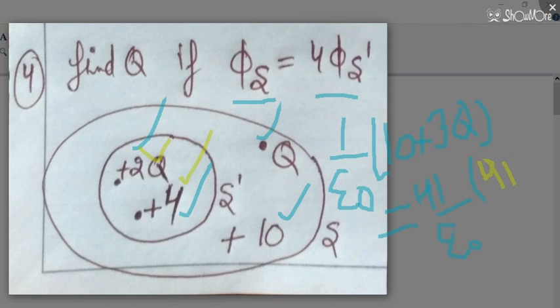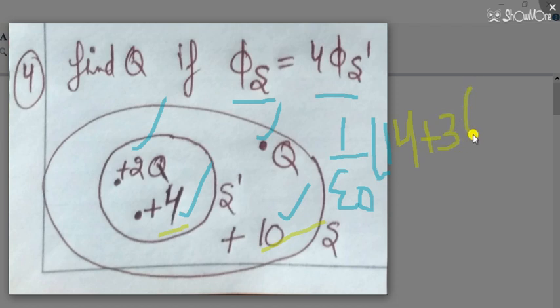Okay, so here we have 1 by epsilon naught times 10 plus 3q. Students, 10 will not be there. 10 plus 4, so this is 4 and this is 10, that means here we have 14 plus 3q should be there.